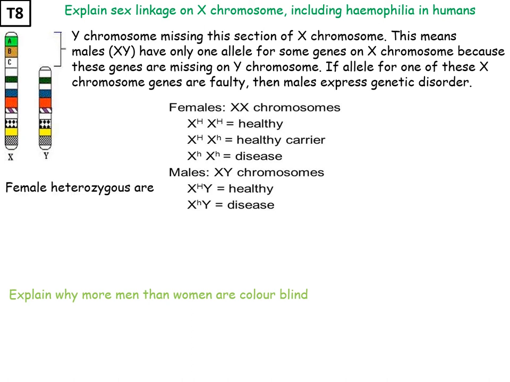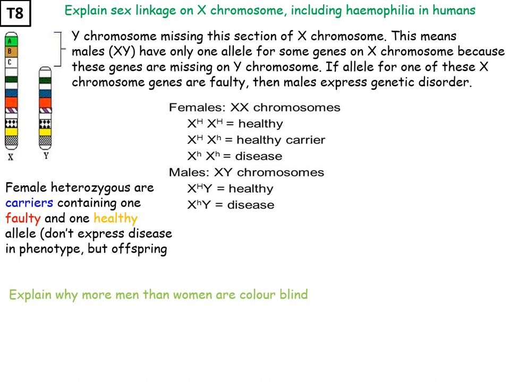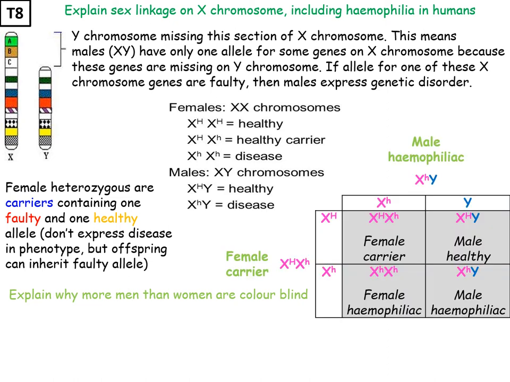We looked at hemophilia. Female heterozygotes are carriers. They contain one faulty and one healthy allele, but they don't express the disease in the phenotype. However, their offspring can inherit the faulty allele. And then we've looked at a Punnett square, in this case a male hemophiliac with a female hemophiliac.